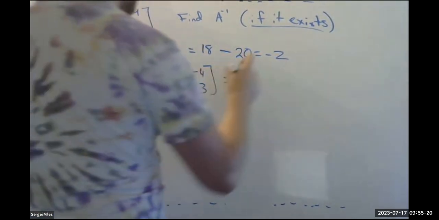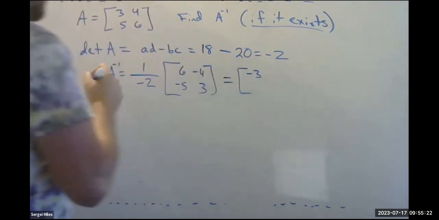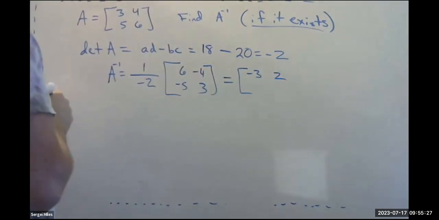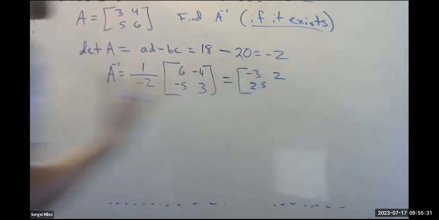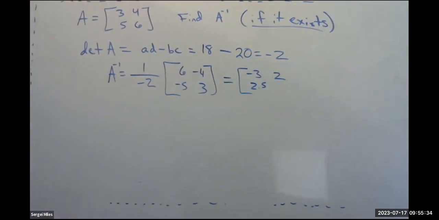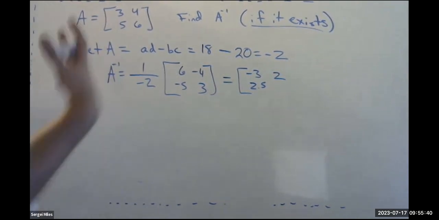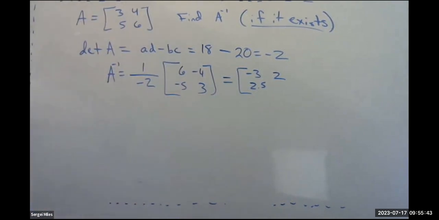6 divided by 2, we're going to have a negative 3. Negative 4 divided by negative 2 will be a positive 2. Negative 5 divided by negative 2 will be 2.5. And yes, it's perfectly fine to have decimals or fractions in a matrix. There's nothing wrong with that. A matrix is just some kind of array with rows and columns that is filled with real numbers. Those real numbers can be anything. In fact, those real numbers can be irrational. So you can even have pi in here if you want.